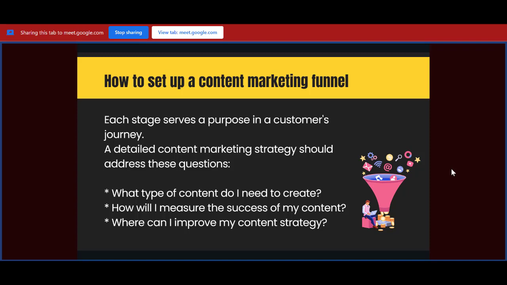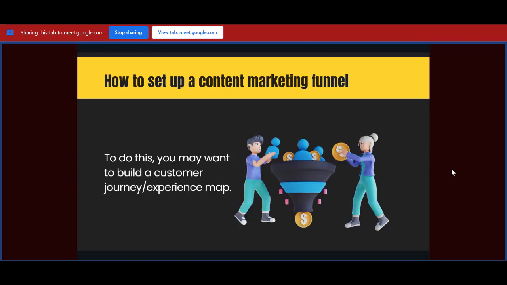Number one, what type of content do I need to create? Number two, how will I measure the success of my content? Number three, where can I improve my content strategy? So you're going to be looking at all these things when coming up with your content marketing funnel. Now, to do this, you may want to build what we call a customer journey map or a customer experience map. That's what's going to help you to make the most of your content marketing.